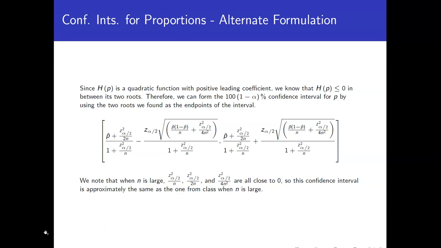We didn't do the same thing for confidence intervals for means, because you could do the exact same approach for means. If you form a quadratic, find the zeros, it turns out you get the exact same confidence interval. You don't get something different. So that's why we didn't do that in our previous formulation of the confidence intervals.